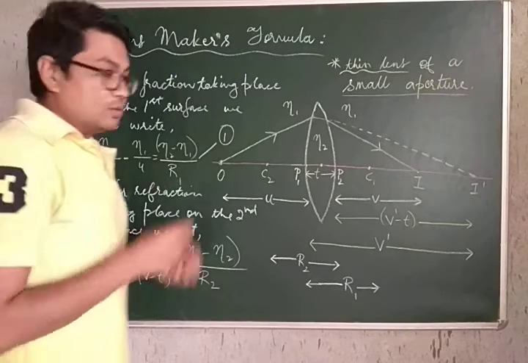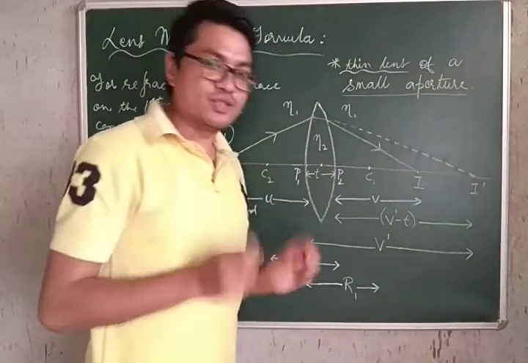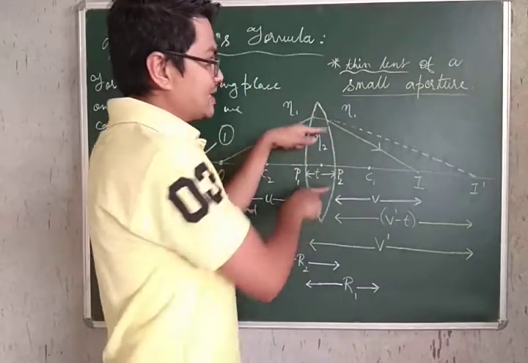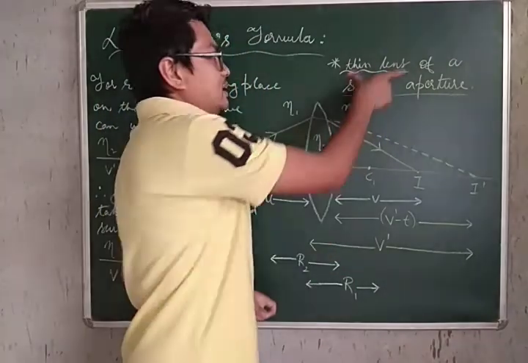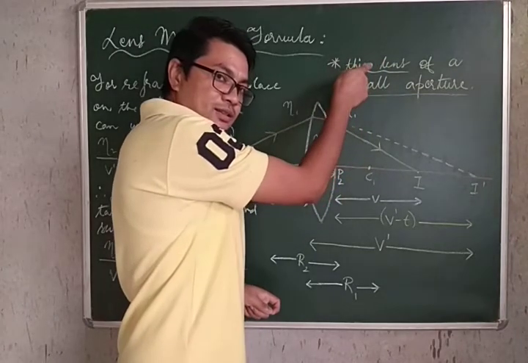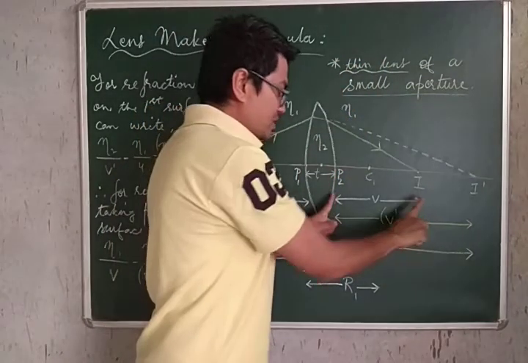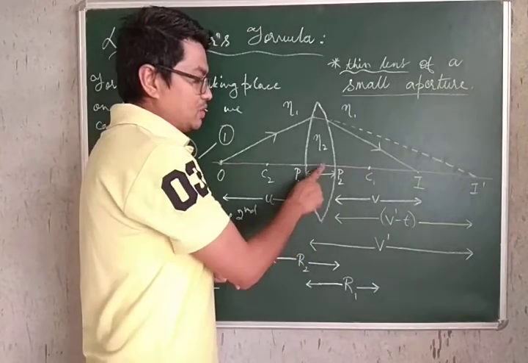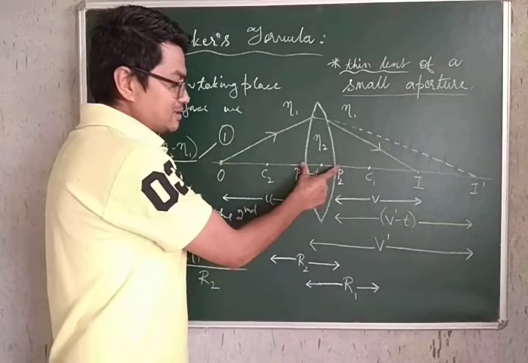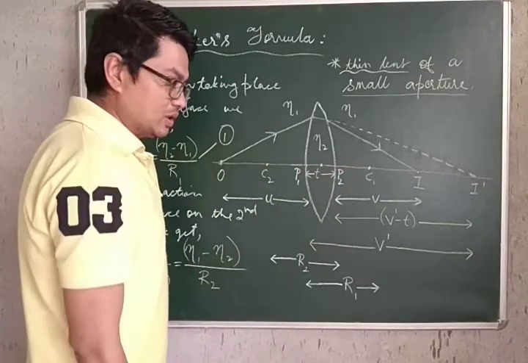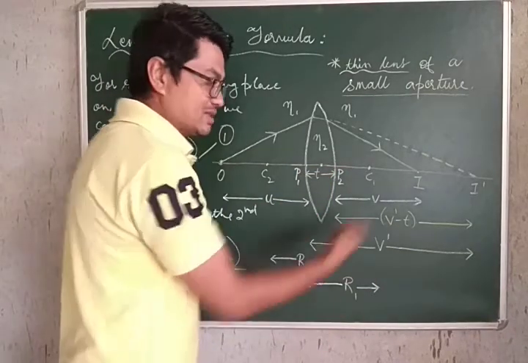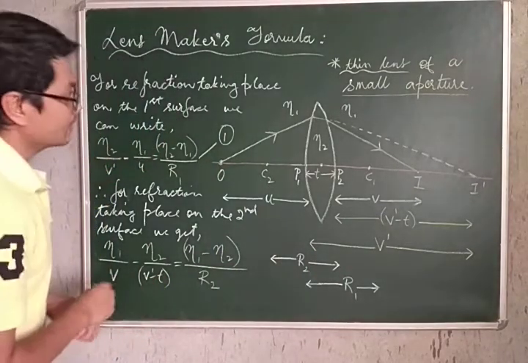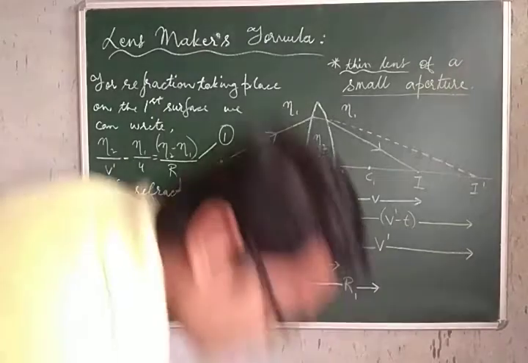Now we apply our conditions. Okay. Now what are the conditions? The conditions are, of course, the lens has to be of a small aperture and the lens is a thin lens. So all distances measured from the respective poles are the same as the distances measured from the optical center. Since the lens is thin, T is very small. So instead of V dash minus T, we can simply write V dash.